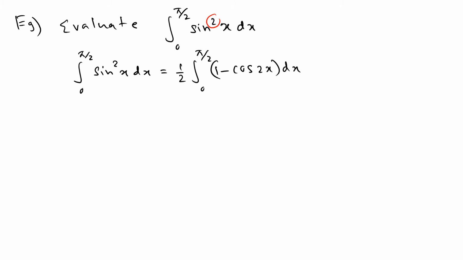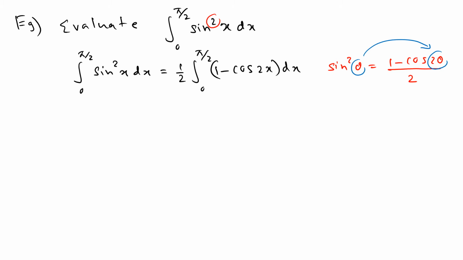So let's recall. We know that sine squared theta equals 1 minus cosine 2 theta over 2. So in this case theta equals x. That's exactly why you get that. Whatever the angle, double it. That's why we call it the double angle formula. You simply double this, and put it there.